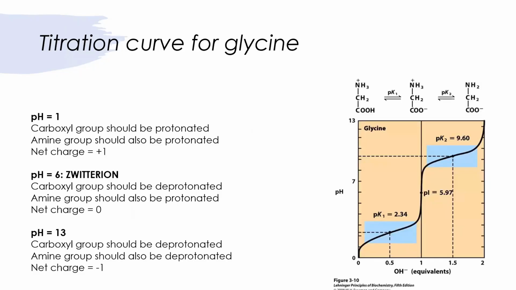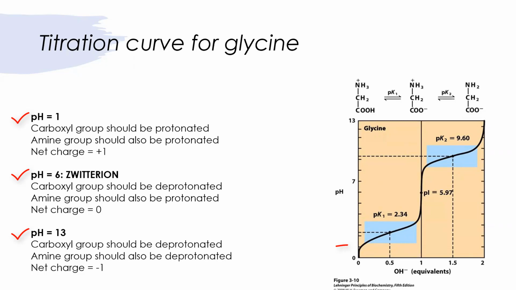So let's take a look at the structure of glycine, the simplest amino acid, at 3 different pHs. Keep in mind that the pKa of the carboxyl group is 2.3, and the pKa of the amino group is 9.6. So we need to think about whether the amine and carboxyl groups will be protonated or deprotonated at a pH of 1, 6, or 13.